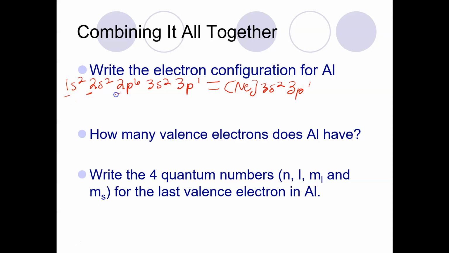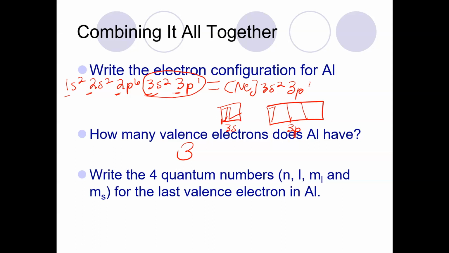So how many valence electrons does aluminum have? We're looking for the biggest energy level. 1, 2, 2, 3, 3. 3 is the biggest energy level, so we're going to look at everything in 3. So 2 electrons plus 1 electron, so 3 valence electrons. I guess what I haven't done yet is we haven't drawn the orbital diagram. So 3s, 3p, 3s2, 3p1.